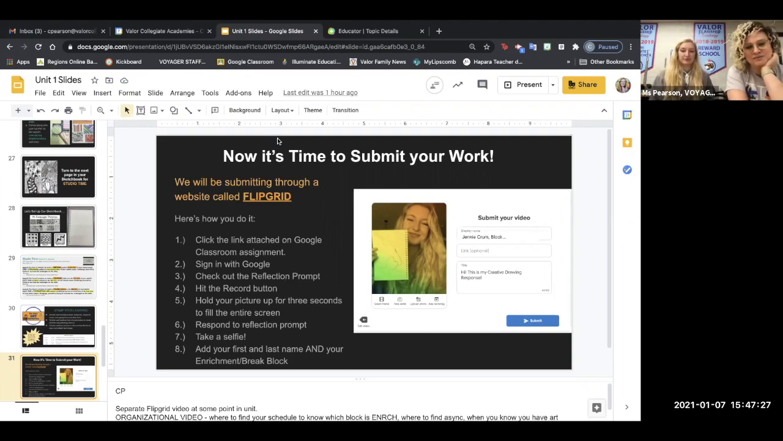Once you have recorded it, the very last thing that you have to do, and this is so important, is put your first and last name. For me, that is Caitlin Pearson, and then you will also put your block. If you look into your schedule, you will see it says enrichment/break. That is your enrichment block. So for example, maybe my enrichment block is block 2. Then I'll say Caitlin Pearson block 2.